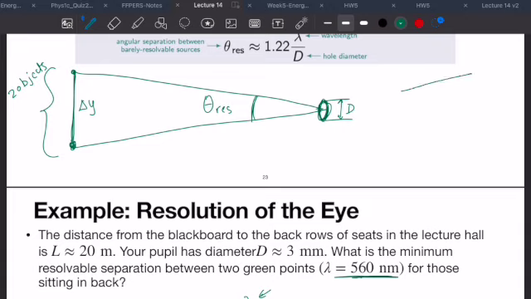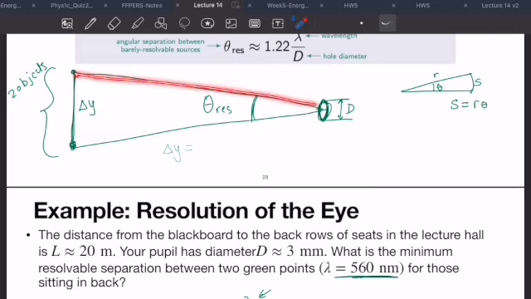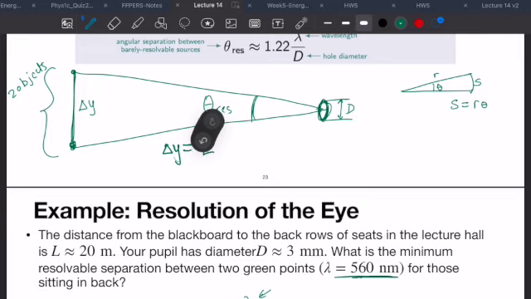Thinking back to geometry, if arc length is s, the radius is r, and this angle is theta, you might remember that s equals r theta. Applying exactly that, our arc length is now delta y. So delta y is equal to r theta. The length corresponding to the radius of our arc is just L. So delta y is equal to L times theta.